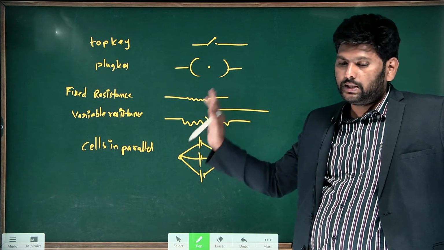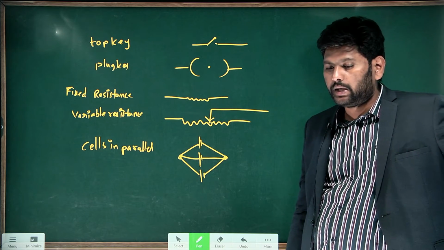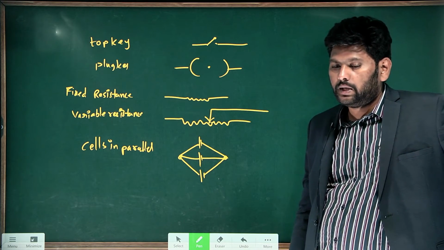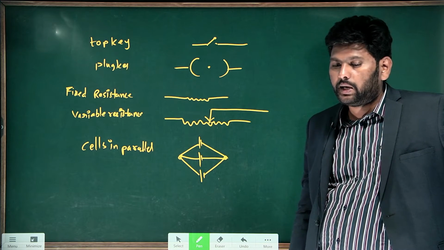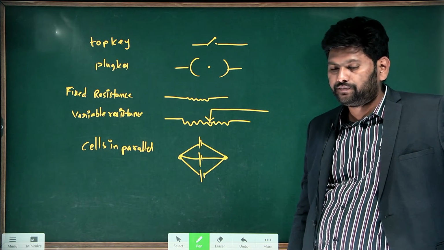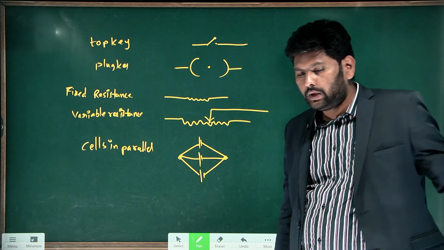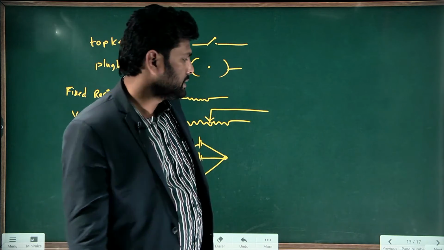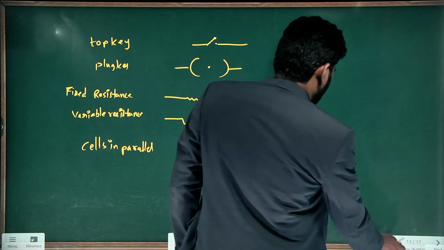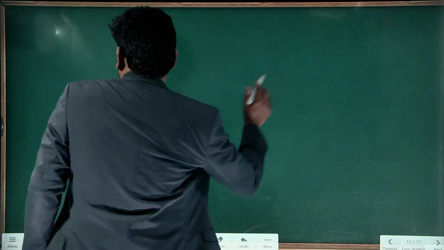These are some symbols used to represent any circuit diagram. Now, by using these components, I will construct a simple circuit. So look here, a simple circuit now.